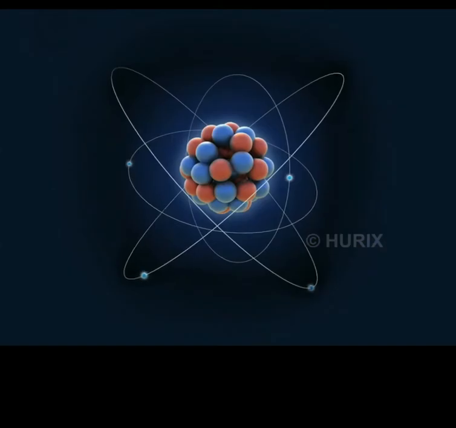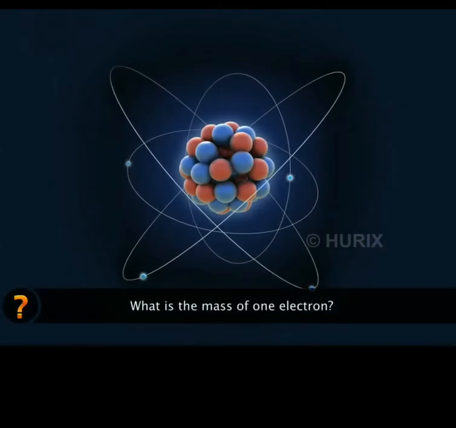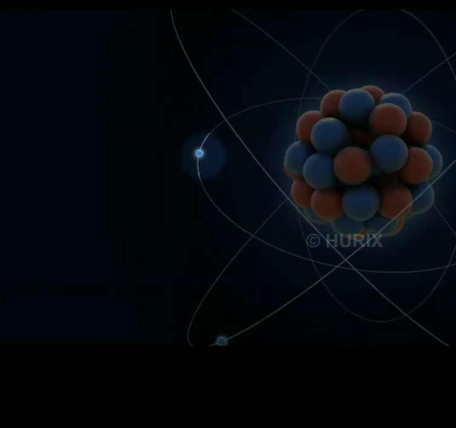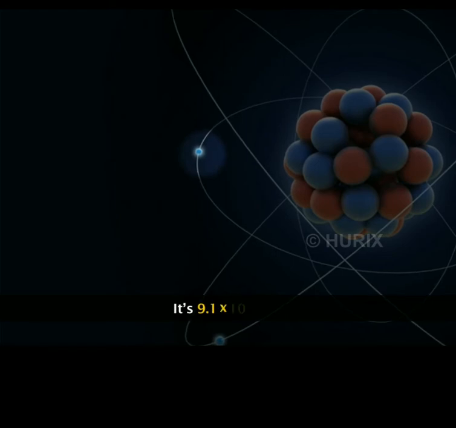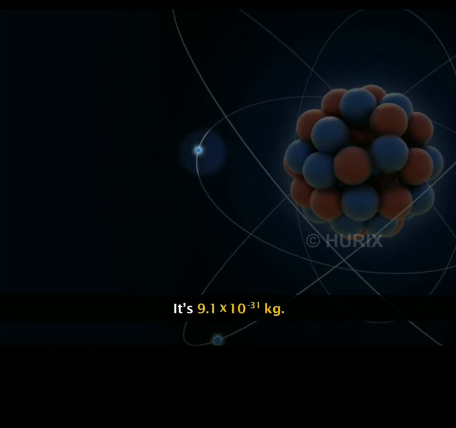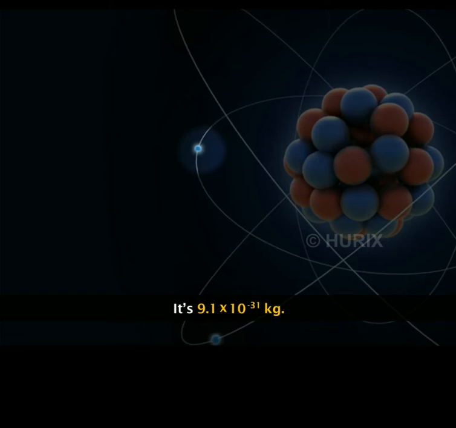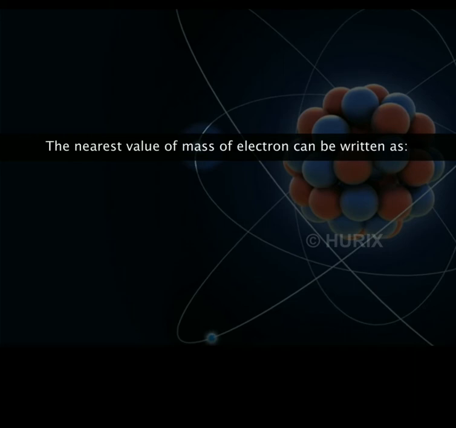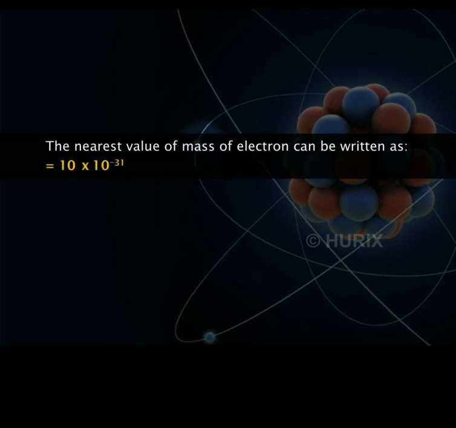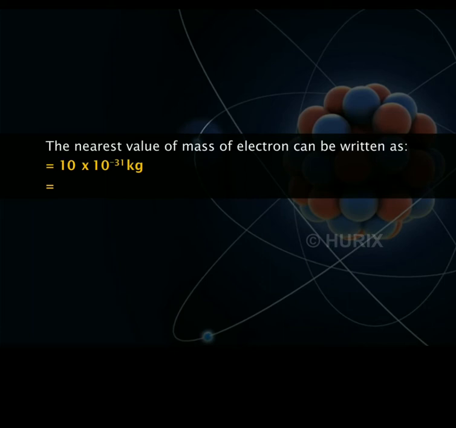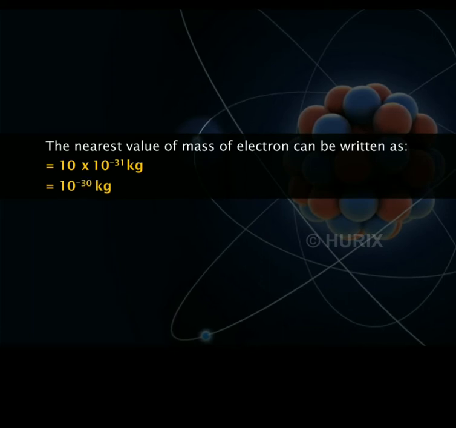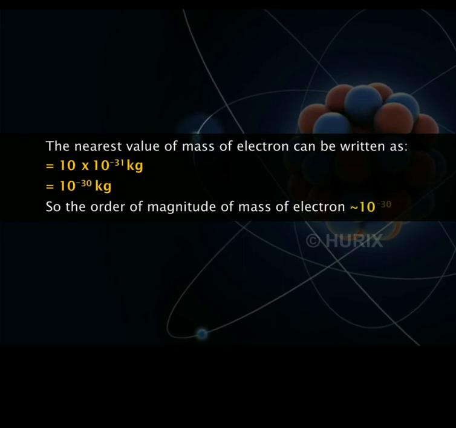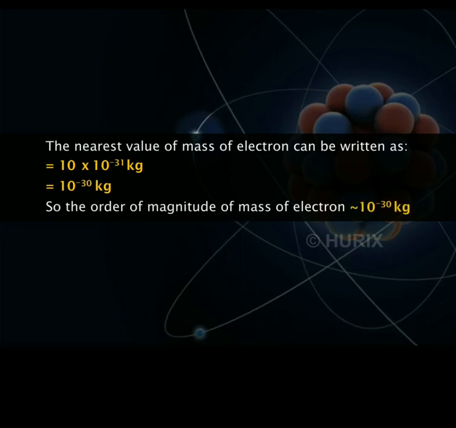Let us explore some more examples. What is the mass of one electron? It is 9.1 into 10 to the power minus 31 kgs. The nearest value of mass of electron can be written as 10 into 10 to the power minus 31 kg, equal to 10 to the power minus 30 kg. So the order of magnitude of mass of electron is 10 to the power minus 30 kg.